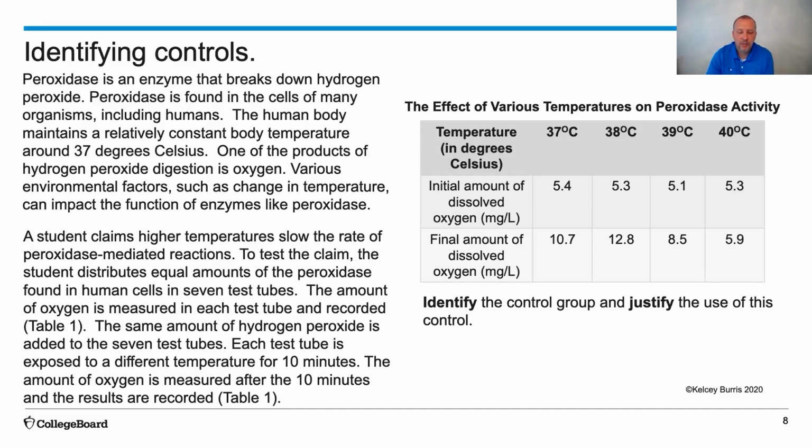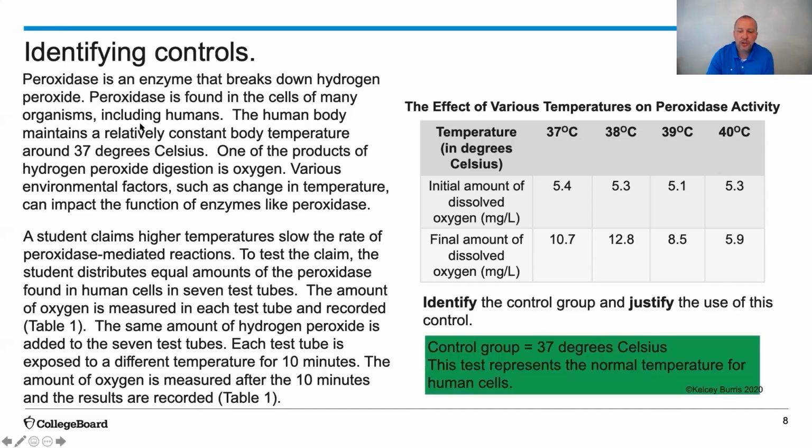Welcome back. For this question, you were asked to identify the control group of the investigation that involved looking at the effect of various temperatures on the enzyme activity of peroxidase. Your answer should have been the control group is equal to 37 degrees Celsius. This test represents the normal temperatures for human cells. This would be an example of a positive control. It's exposed to a treatment that has a known effect.